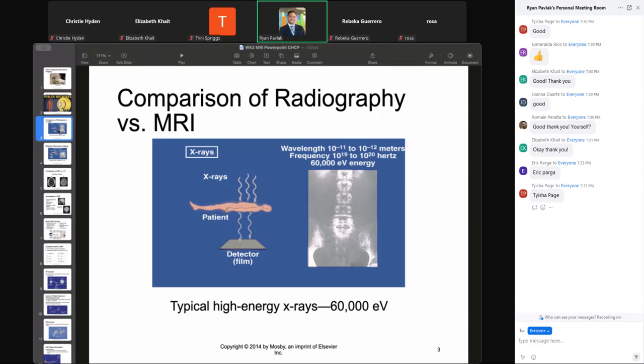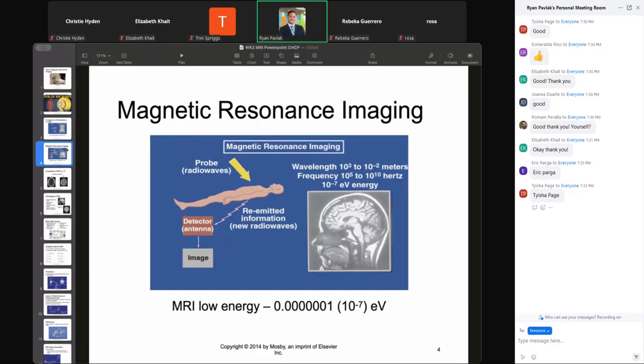So each different body part, each different organ, fluid, air, bone, everything's going to have a different amount of hydrogen in it, which is ultimately going to allow us to view it and see it compared to the other objects in the body. Now, with X-ray, if you remember, or if you're going through it right now, X-rays are an extremely high energy beam of radiation. So it's right around 60,000 eV, where with MRI, it is an extremely low amount of energy.